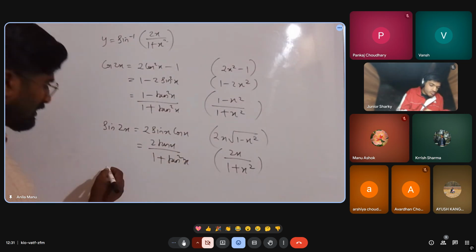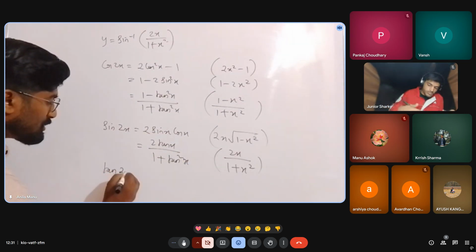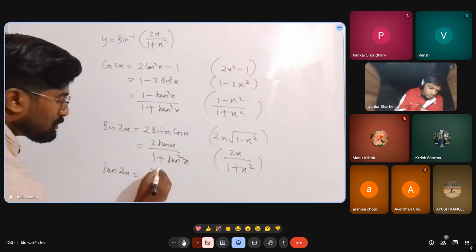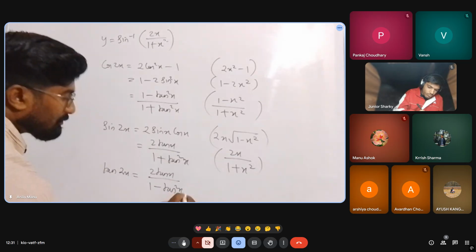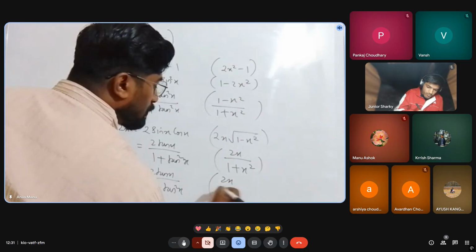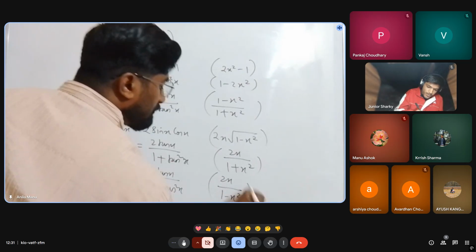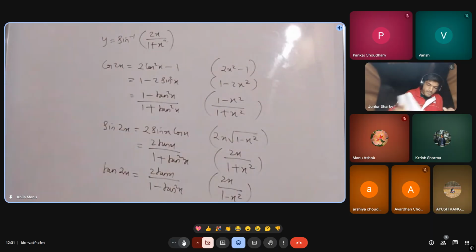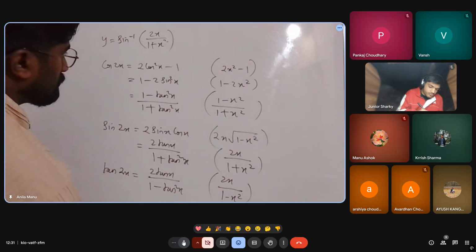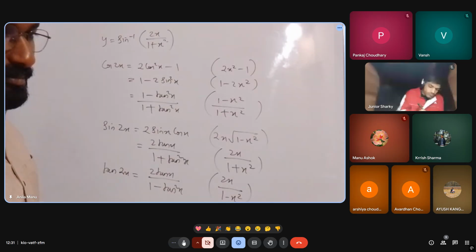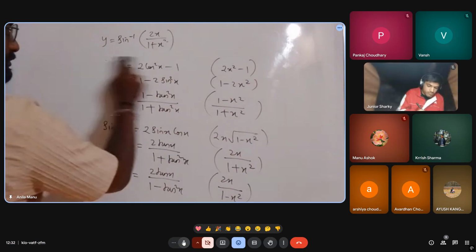Next, tan 2x is equal to 2 tan x divided by 1 minus tan square x. Both look the same, but a small difference is there. In the denominator, it is minus. Completed? Yes, sir.